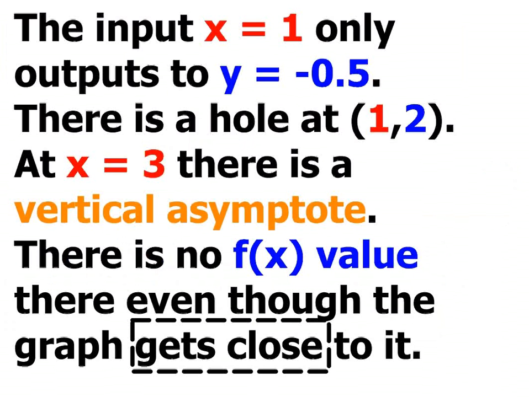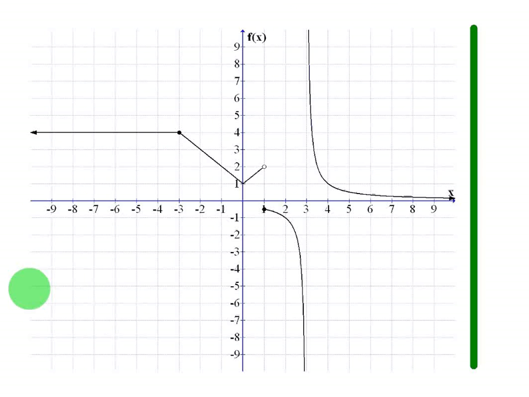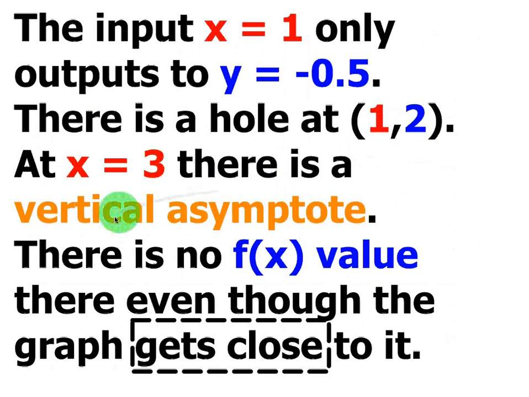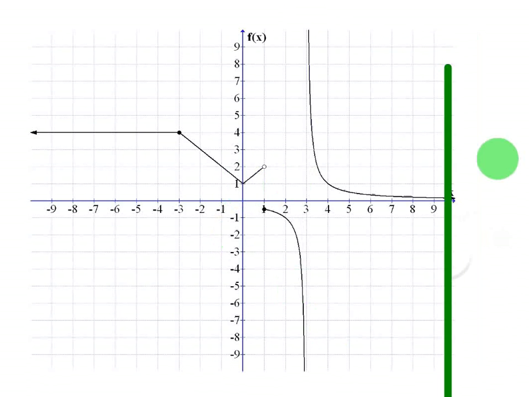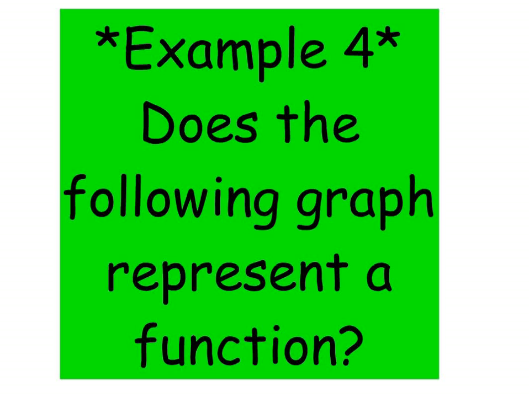I want to make a couple notes about that graph. The input x equals 1 only outputs the -0.5 because there was a hole at 1, 2. We just kind of talked about that right there. There's the hole. And at x equals 3, there's a vertical asymptote. There is no f of x value even though the graph gets close to it. Okay, so a vertical asymptote right here means the graph will not touch. So there's no way it could touch twice, right? So there you go.